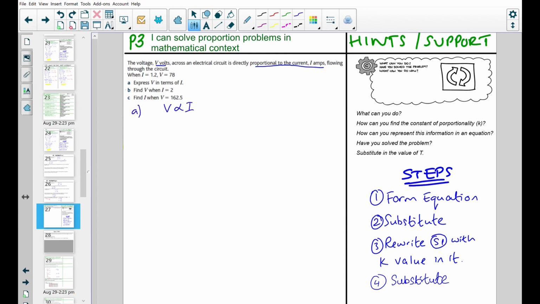So part A. Now step 1, form an equation. So I replace the proportion symbol with equals k I. Look what it says in the question now. When I is equal to 1.2, V is equal to 78.